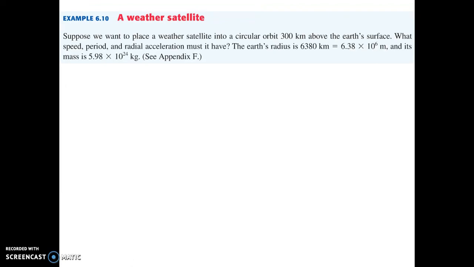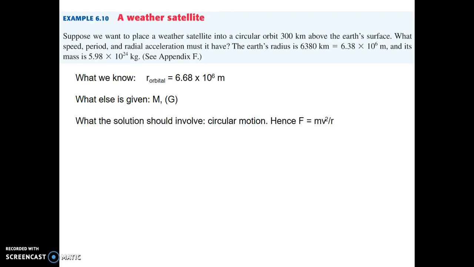Now we have the next problem, weather satellite. We want to place a satellite into a circular orbit at this height above the Earth's surface. These are all the kinematics parameters, and given this set of data, let's take stock. What do we know? We know that the radius of the orbit is this. What else is given? We know that the mass of the Earth is given, and of course the gravitation constant is given. What should this solution involve?